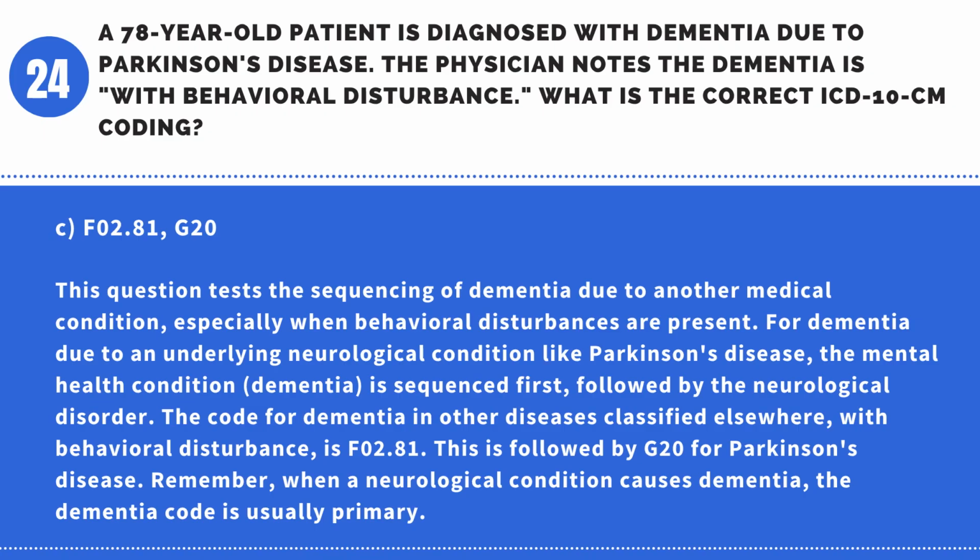Answer C. F02.81, G20. This question tests the sequencing of dementia due to another medical condition, especially when behavioral disturbances are present. For dementia due to an underlying neurological condition like Parkinson's disease, the mental health condition, dementia, is sequenced first, followed by the neurological disorder. The code for dementia in other diseases classified elsewhere with behavioral disturbance is F02.81. This is followed by G20 for Parkinson's disease. Remember, when a neurological condition causes dementia, the dementia code is usually primary.